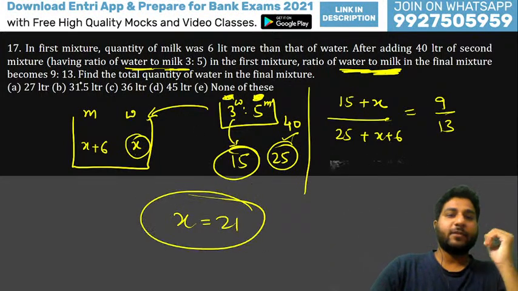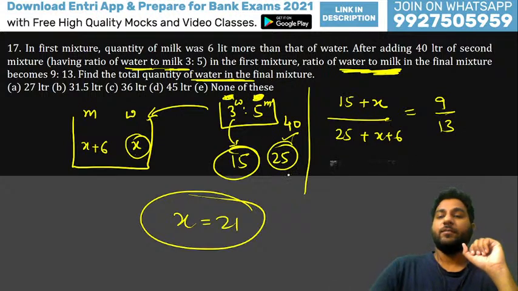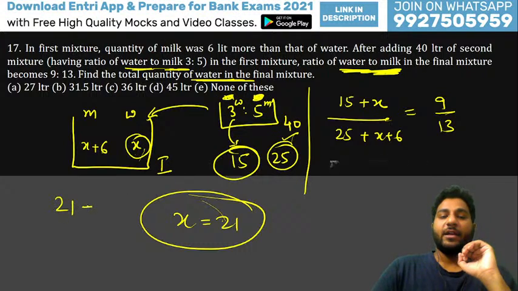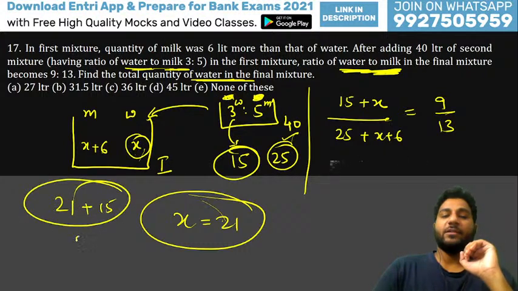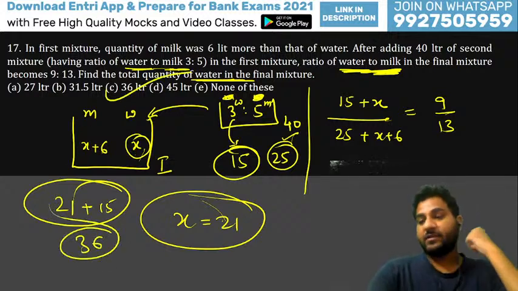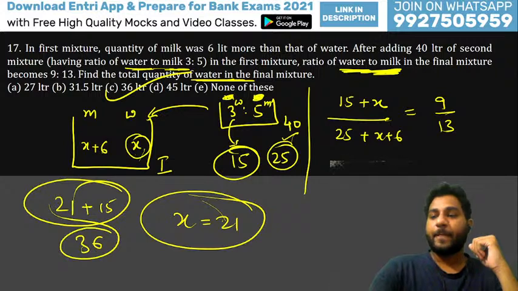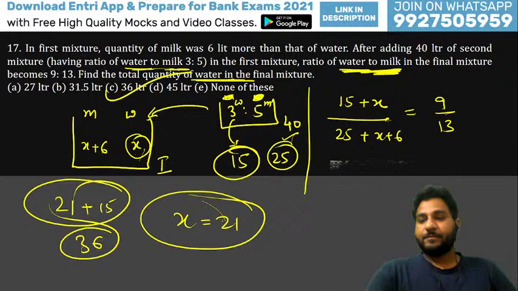After that, find the total quantity of water. Again, look at this in the final mixture. If you got the value of x, your water will become 21 in the first quantity, and in the second quantity it has been given as 15. That means 36 will be the correct answer. So option C is the correct one. Got it?